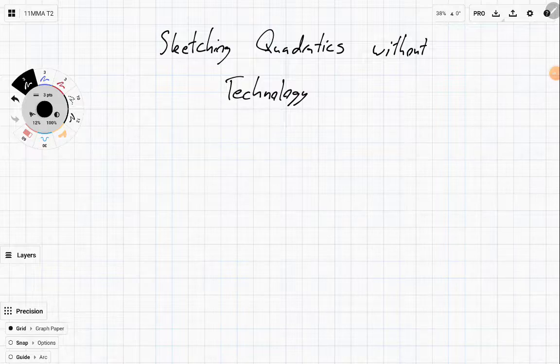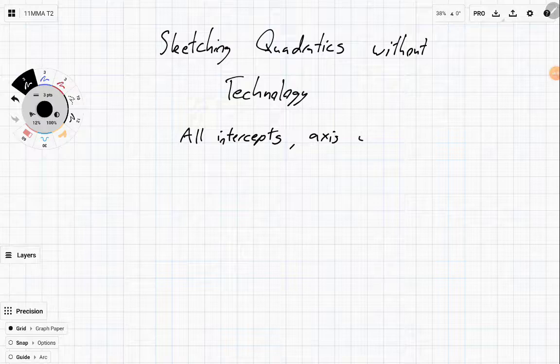So what do we want to look for? We want to find all intercepts. So that's 1, 0, or no roots, and then the one Y-intercept. We want to find the axis of symmetry, the turning point, and we're going to have a look at a few examples of how to do this.